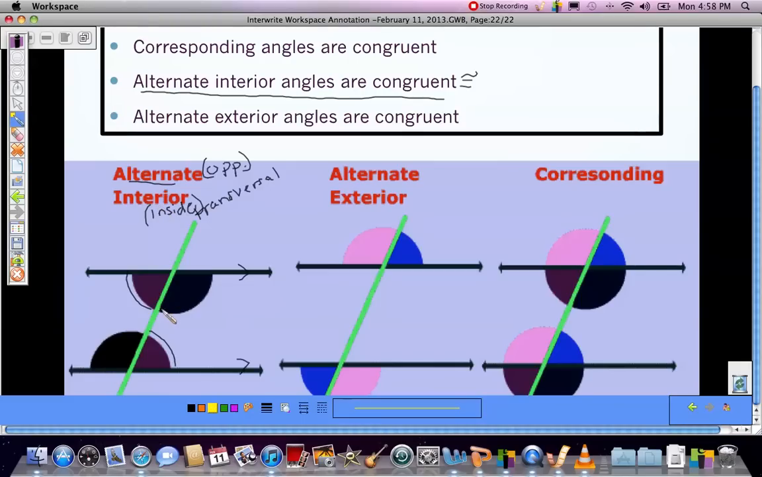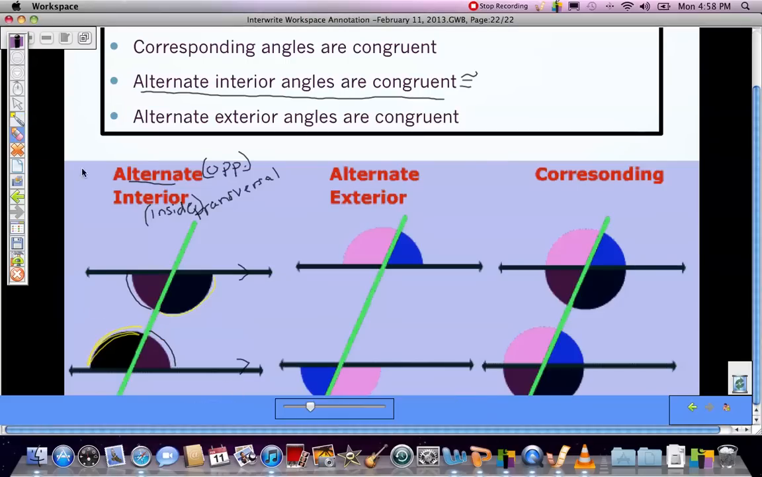And then I'll use a different color to show this angle is congruent with this angle. They are inside the parallel lines. Here are the parallel lines. They are inside the parallel lines, and they are opposite one another. So they are called alternate interior angles.